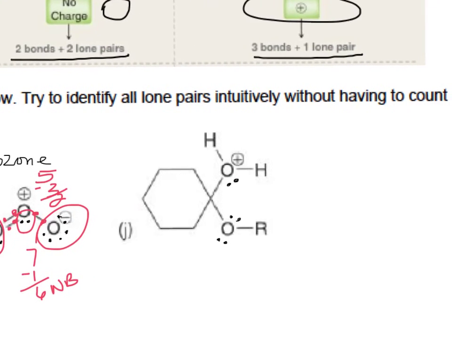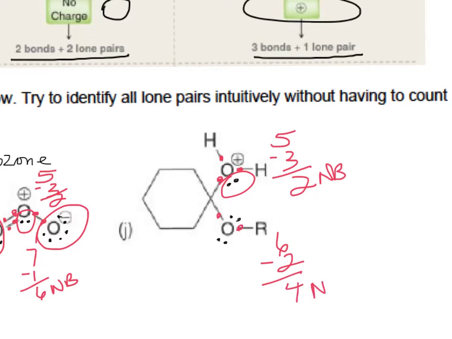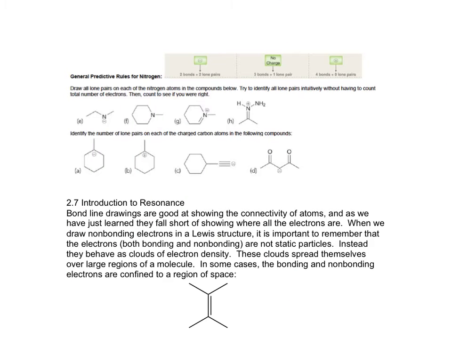For molecule J, the top oxygen has a positive formal charge. It needs to have 5 valence electrons, 3 of which come from the bonds. So we are left with 2 non-bonding electrons, which we drew in. This oxygen here for the ether has 6 valence electrons because it has 0 formal charge. 1 electron from each bond. We are left with 4 non-bonding, which we drew in. So we can also do these rules for nitrogen.